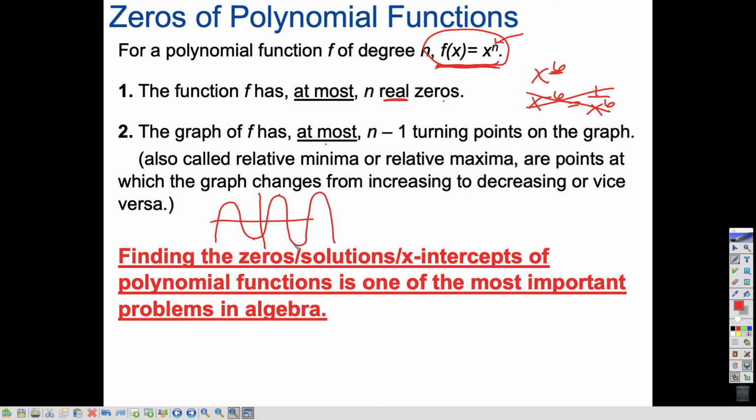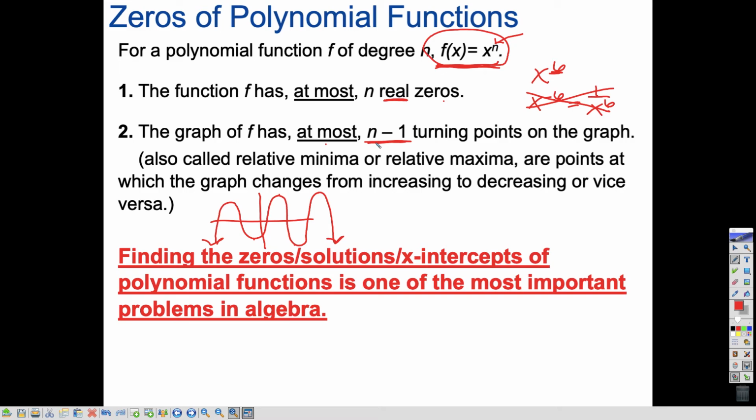1, 2, 3, 4, 5. Okay? Oh, and that would have to be negative, right? Wait, I thought it was 6 though. If it's 6, what does it say? N minus 1. So then, you always subtract 1. Yes, to always find the number of turning points of curves.